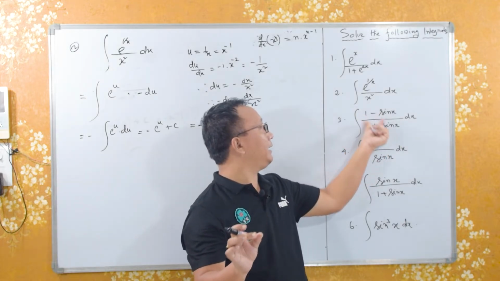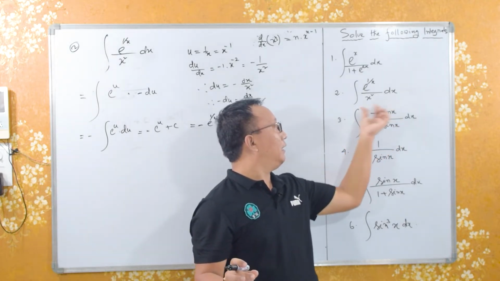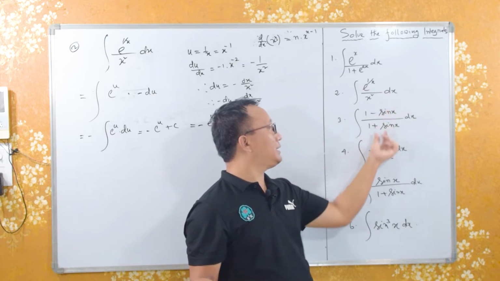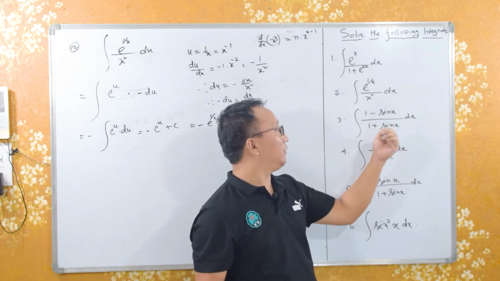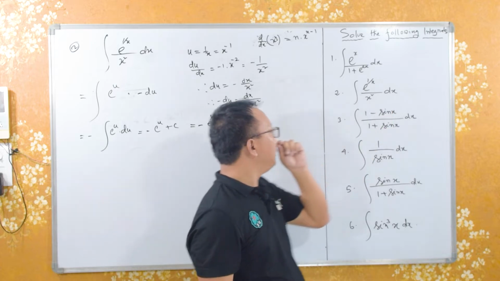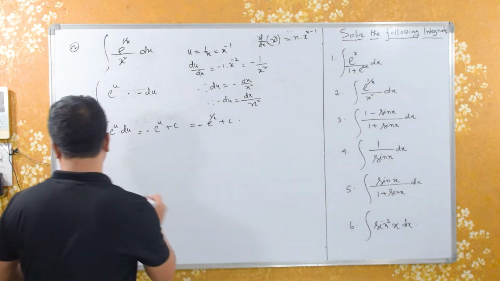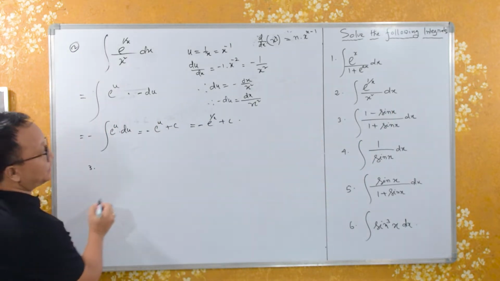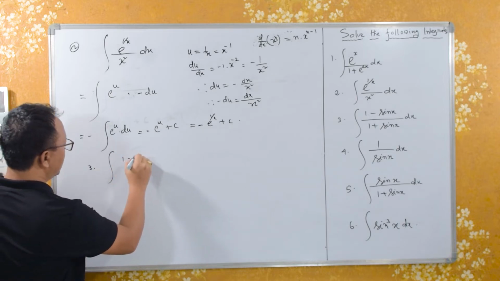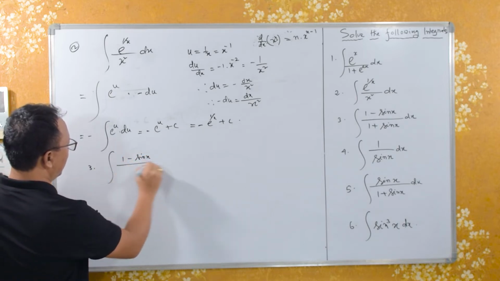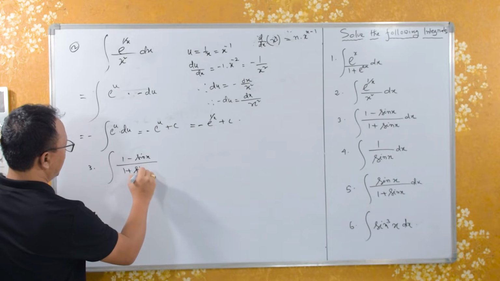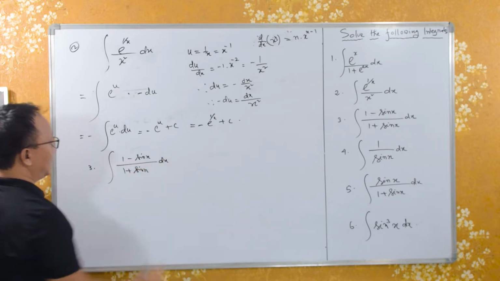That single term, whatever I am getting in the denominator, I can distribute into each and every term in the numerator. So it has meaning, okay? Therefore we have to do it that way. So let's try to solve number 3. Number 3 is the integral of (1 minus sin x) upon (1 plus sin x) dx.